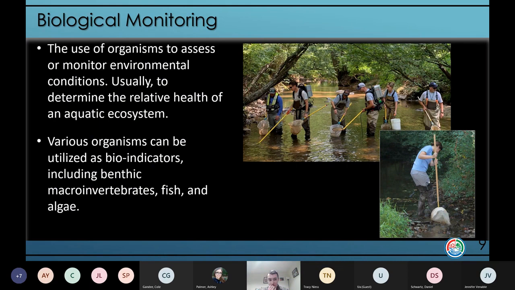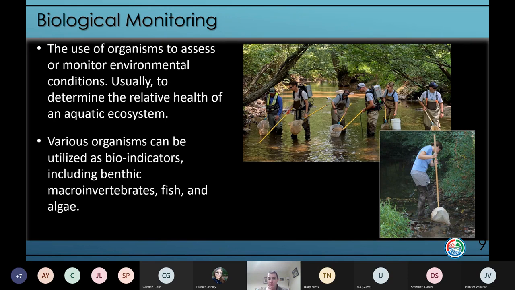So usually to determine the relative health of an aquatic ecosystem, various organisms can be used as bioindicators, which include benthic macroinvertebrates, which are mostly insects, but that also includes things like clams or mussels, worms and leeches, crayfish, things like that, as well as fish and algae. So these are just some pictures of how we collect these different things.